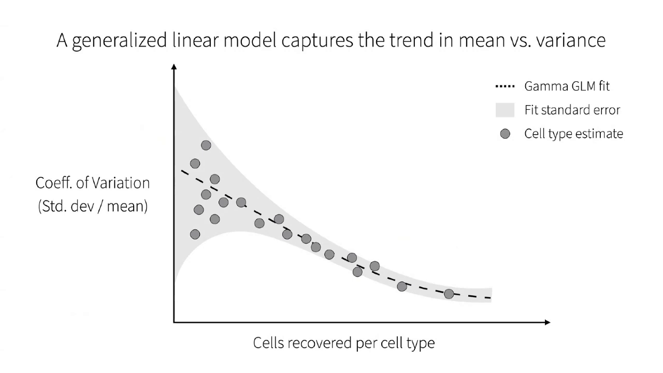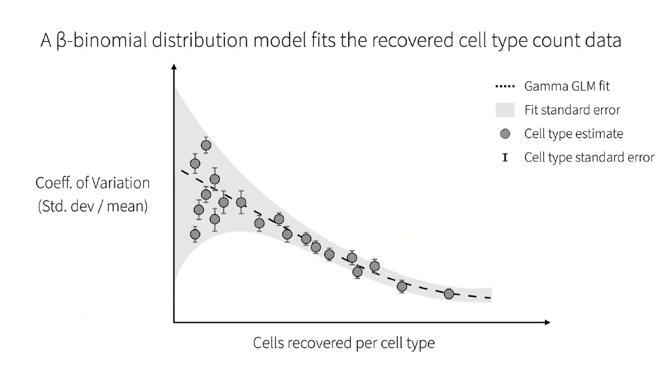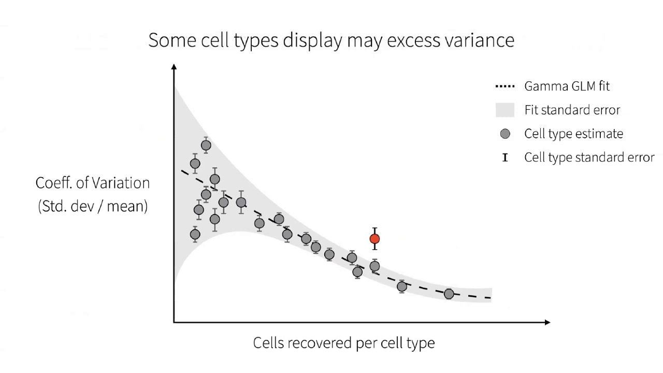And then we can also describe the error in where each cell type is in this plot by fitting a beta binomial distribution to each cell type's counts across embryos. And that gives us a little confidence interval for each cell type. So now we need only ask, if we want to know, is a particular cell type more variable than one would expect for the typical cell type of that abundance? We just need to ask whether or not it's above the curve enough to escape its own confidence interval.